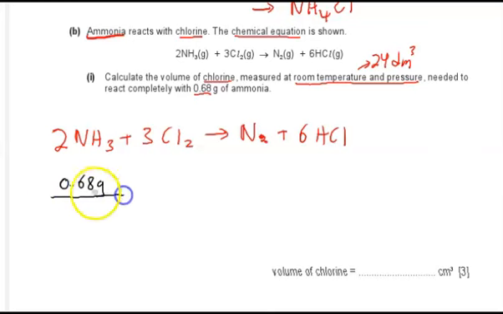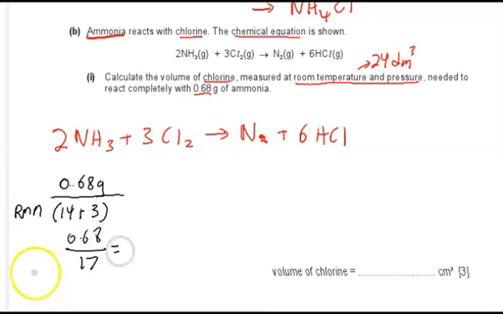So now we have to find the mole that is reacting. So we have to divide with this RMM. So nitrogen is 14 plus hydrogen, we have 3 there. So 1 multiplied with 3, we are getting 3 here. So which is 17. So 0.68 divided by 17. Let me use my calculator. So we'll be getting here 0.04 mole.